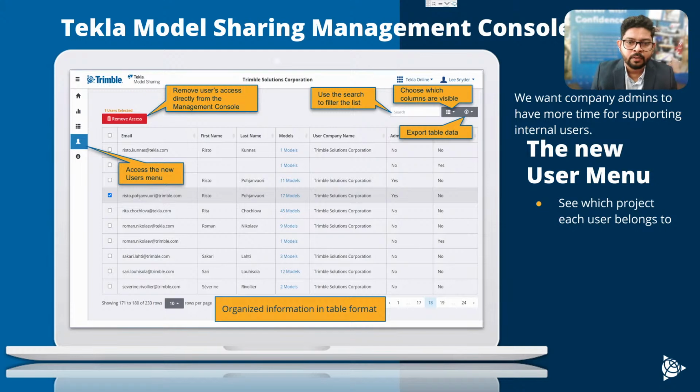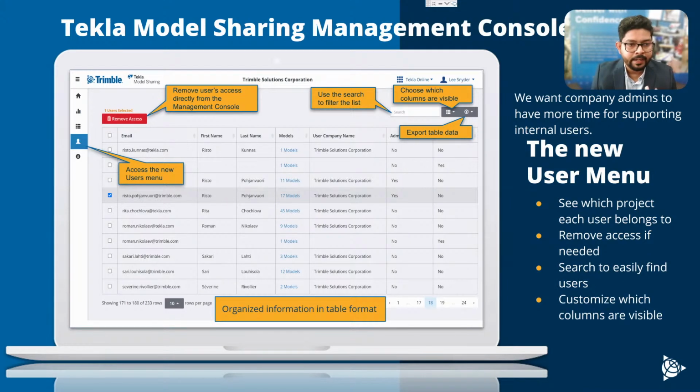Now coming to the Tekla model sharing console, you can see it has been completely revamped in order to make it easy for the administrator to access the model sharing data. And also a new user menu has been added, which gives the data about the projects belonging to each user. You can remove the users if required, search to find user data, customize the columns in the model sharing console, and also you can export the data table in Excel format for further reviewing.